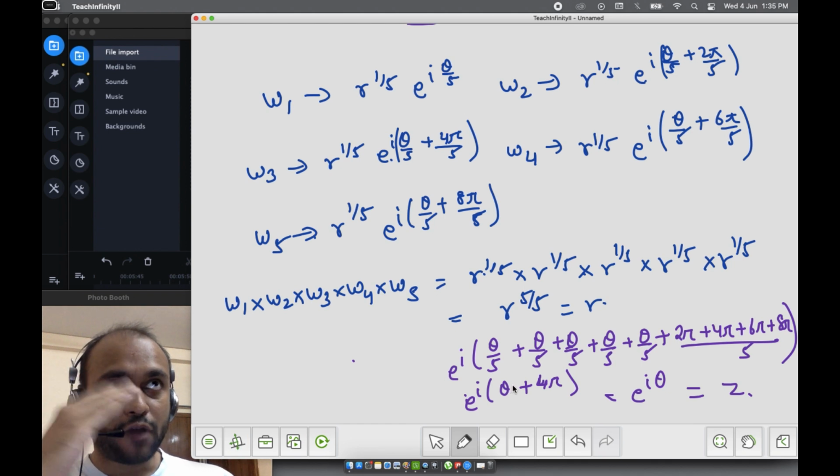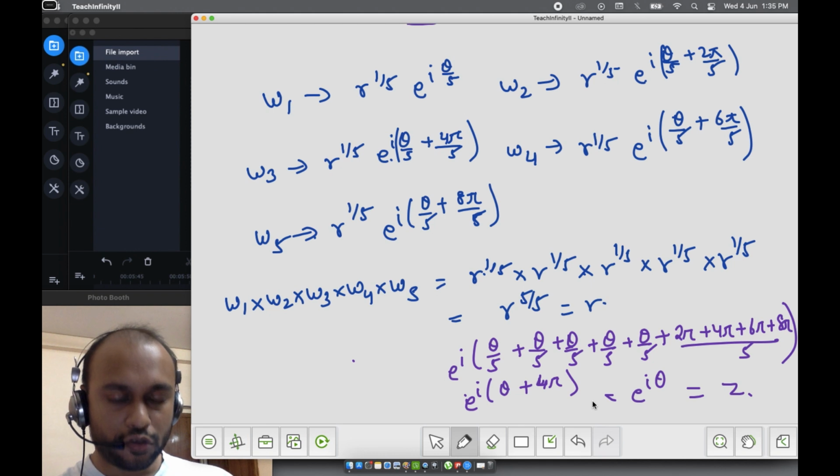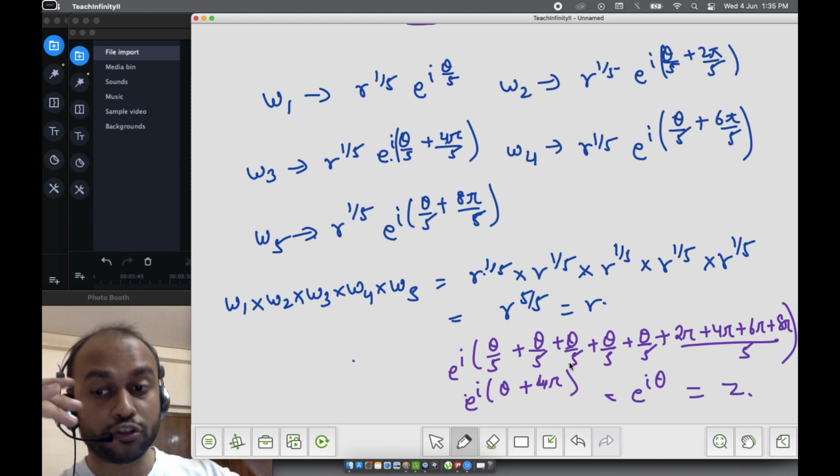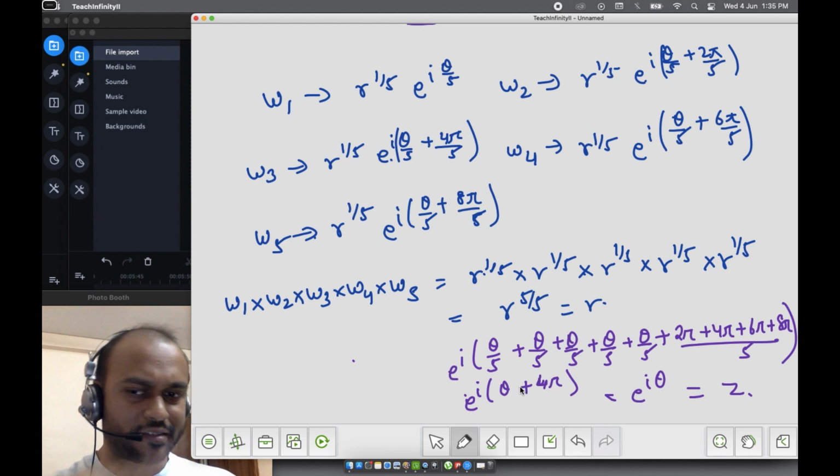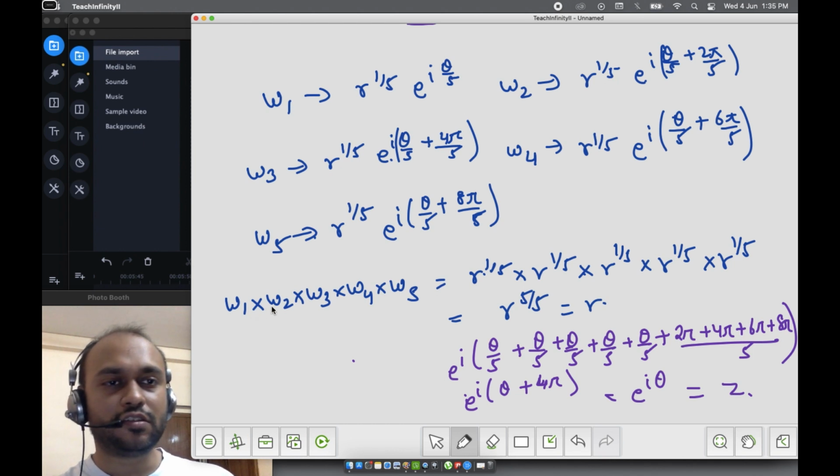So if you have the angle theta and you have 4 pi, you are actually back there only, because the period of cos and sine both is 2 pi, right? So you went all the way 360 like this, and you went once again 360 like this, so you're back there, right? So it's the same value, which is equal to z. So hence this is the application of the nth roots concept of complex numbers.